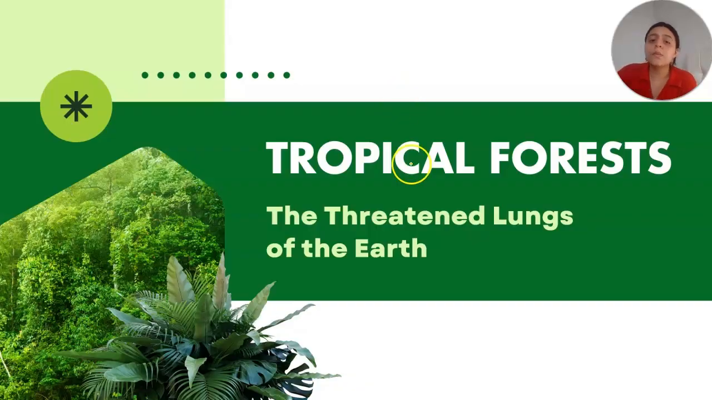Now we are going to learn about tropical forests. Tropical forests are basically the major forests present on the earth. These are known as the forests which are closer to the equator.